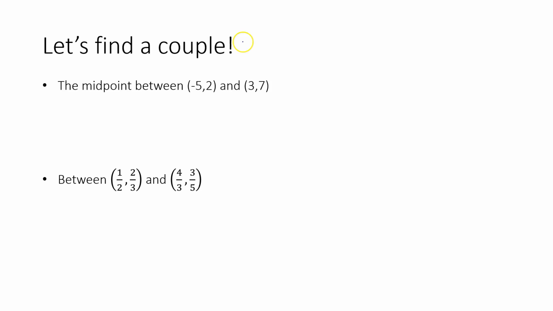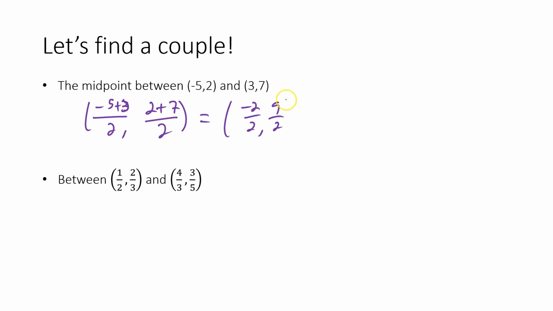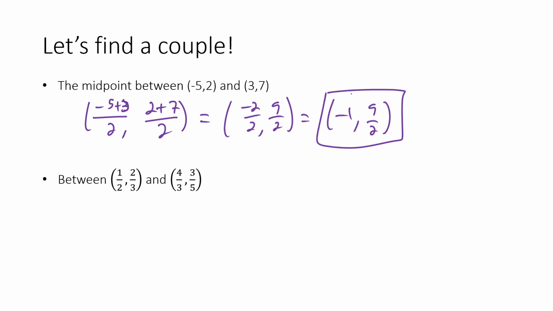All right, let's give these a shot. So all we're going to do here is average the x's. So I have -5 plus 3 divided by 2, and then I have 2 plus 7 divided by 2. So that is -5 and 3 are -2 over 2, and 9/2. That's -1, and then I'm just going to leave the 9/2 alone. You write 4.5 if you want to. I prefer to leave things in fractions.